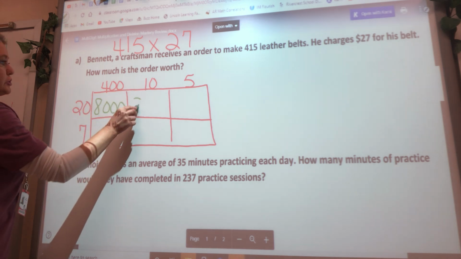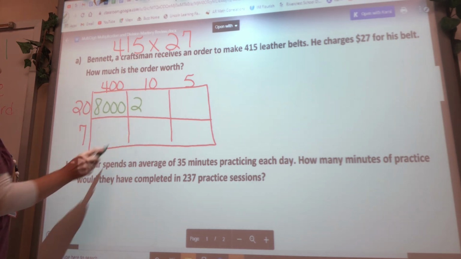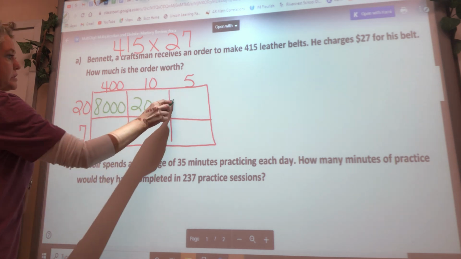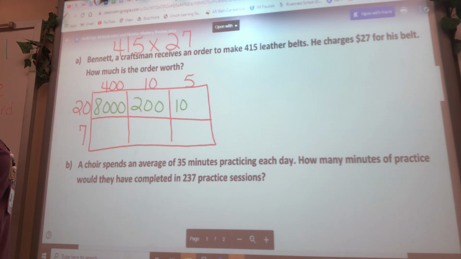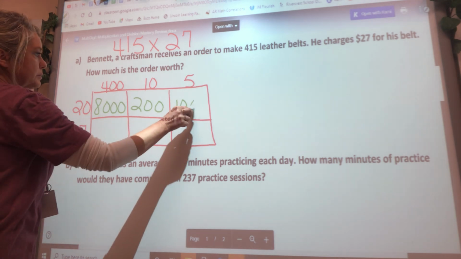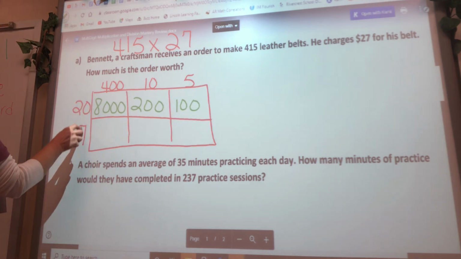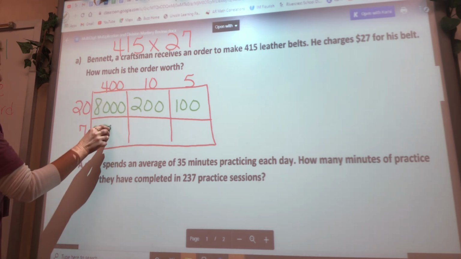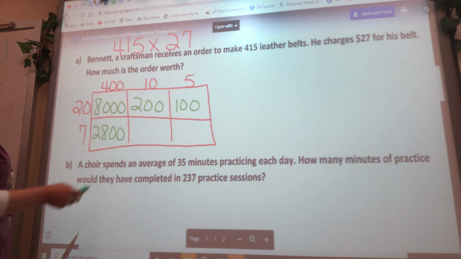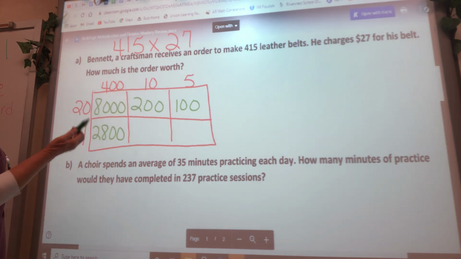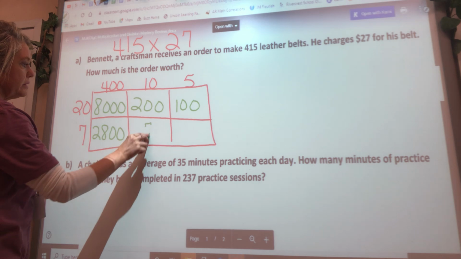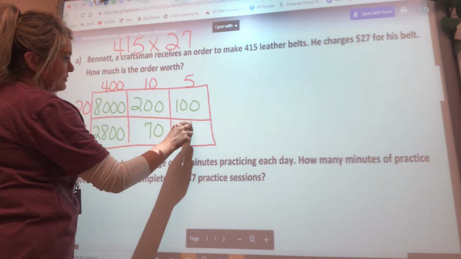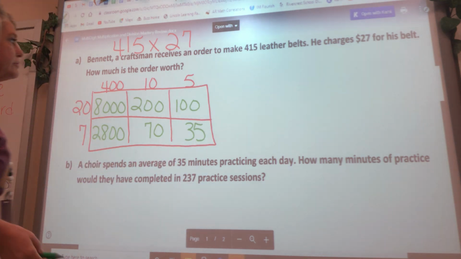1 times 2 is 2. And how many multiples of 10? 1, 2. 5 times 2 is 10. And how many multiples of 10? Just the 1. 4 times 7 is 28. And 1, 2 multiples of 10. 10 times 7, we can just do quick math on that. We know that's 70. And then 5 times 7 with the multiplication facts is 35.